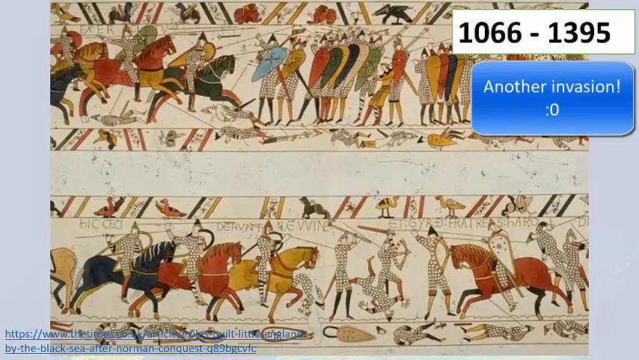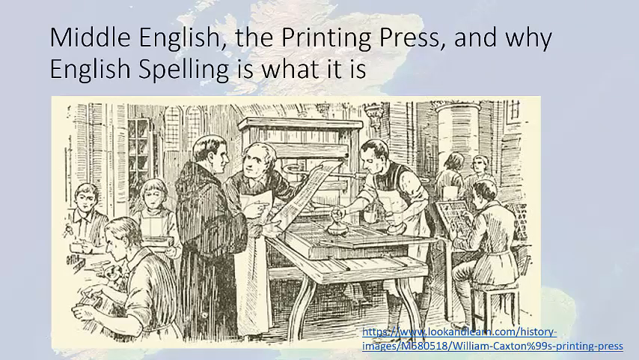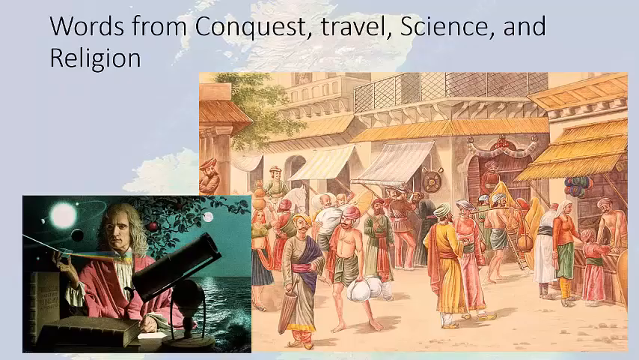We will cover the Norman invasion, how the French invaded in 1066, and how the language of power in England for 300 years was French, and how the influx of French words into English changed the English language. We will talk about Middle English and the printing press and why English spelling is the disaster that it is.